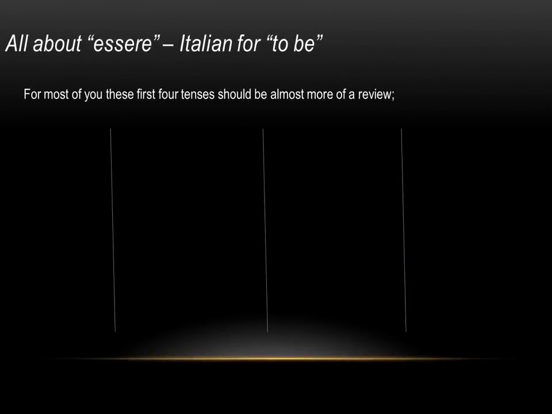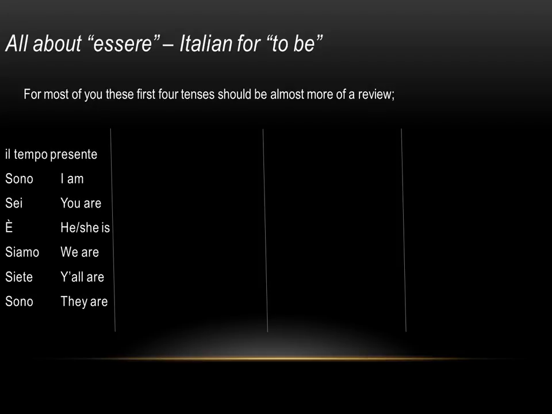Okay, for most of you, these first four tenses should be almost more of a review, especially if you've gone through all the videos on Verb Drills 1. Il tempo presente, the present tense. These are indicative. Sono, I am. Sei, you are. È, he or she is. Siamo, we are. Siete, y'all are.